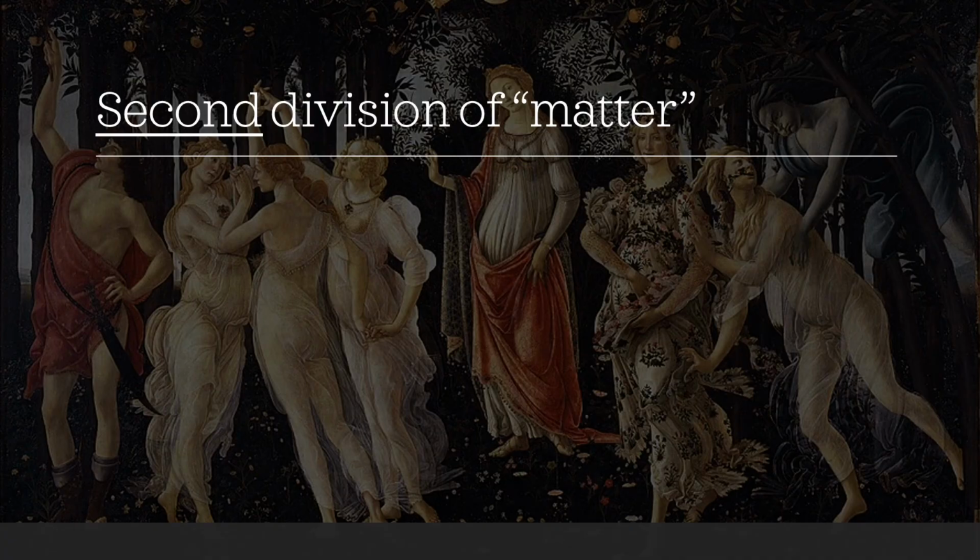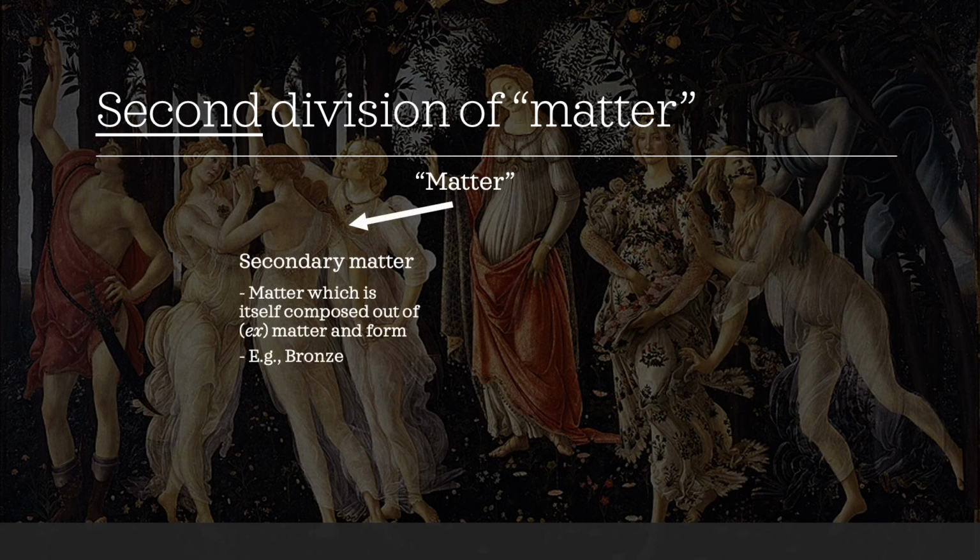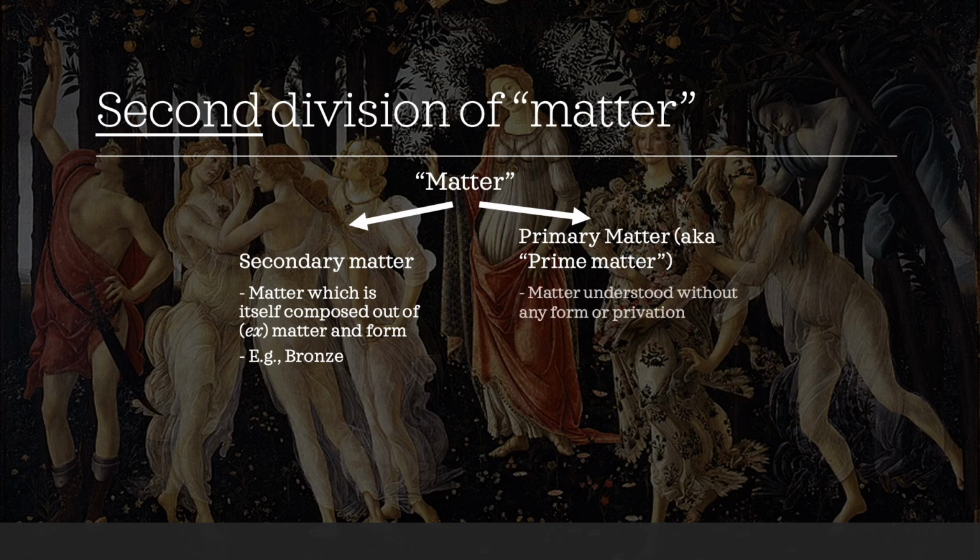The second way of dividing matter is this. We divide matter into secondary matter, which is itself composed out of some more basic matter and form. For instance, bronze, which is composed out of some more basic matter. And primary matter, which is also called prime matter. Now, prime matter is understood without any form or privation whatsoever. It abstracts from both form and privation. But prime matter cannot be known or defined except in reference to form. That's because we always know and define things by means of how they are actual, that is, through their form.